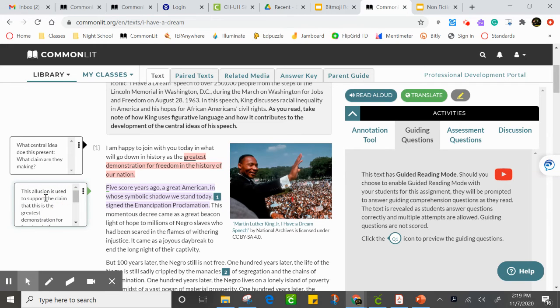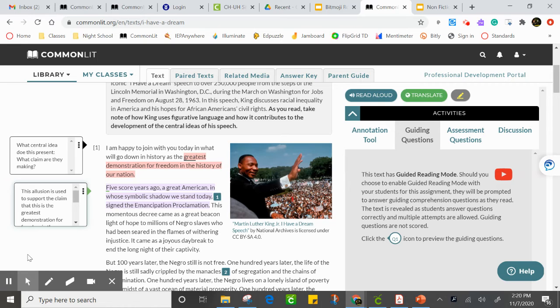So if I'm doing a TIERS style paragraph, I have my topic sentence, I have to introduce the evidence, and my evidence is going to be what is highlighted, and then I have to respond to that evidence. And what I have written down here is my response to this evidence.